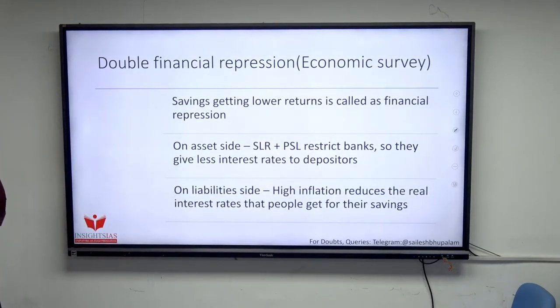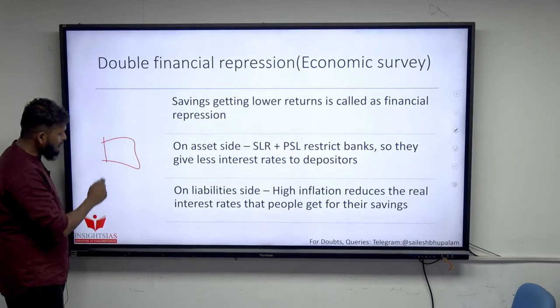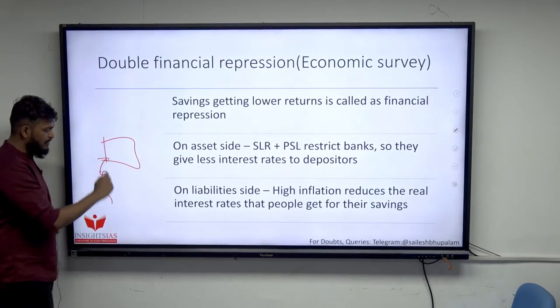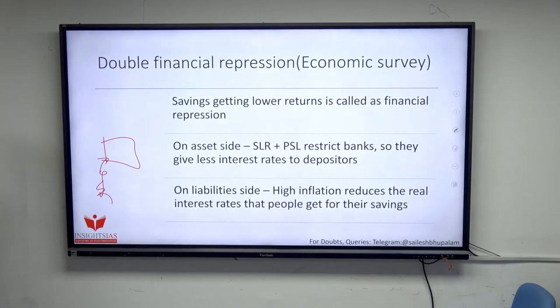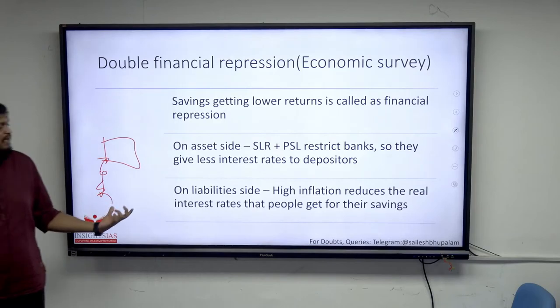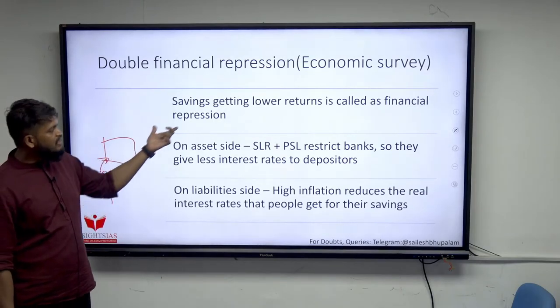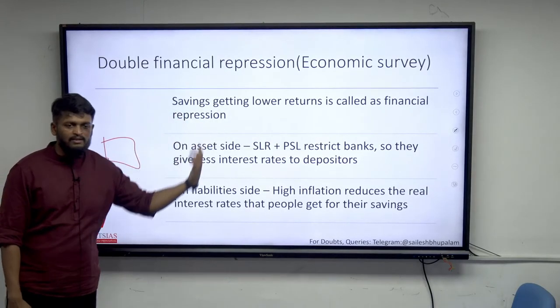Double financial repression is a concept in the Economic Survey. Financial repression means people are saving money in the bank, but they are not getting good returns. When does this happen? The bank is giving 4%, inflation is 8%. How much are they getting? -4%. This is called financial repression. Financial repression means savings getting low returns.